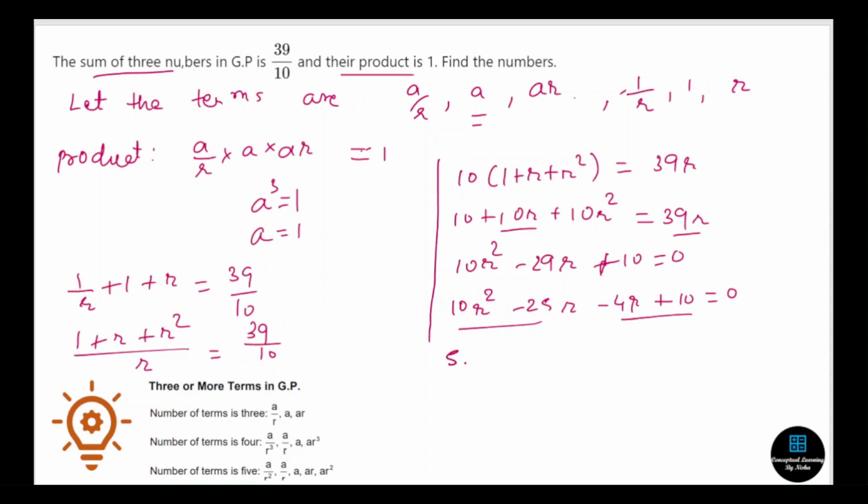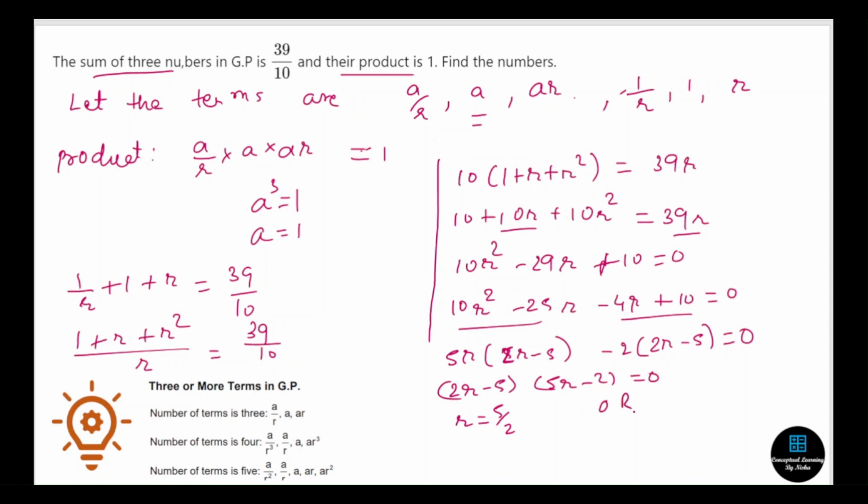So 5r common, I'll get 5r, sorry, 2r minus 5, minus 2 common, 2r minus 5 equals 0. Now the zero product rule we have to apply. So 2r minus 5 equals 0 or 5r minus 2 equals 0. So r equals 5 upon 2 or r equals 2 upon 5.